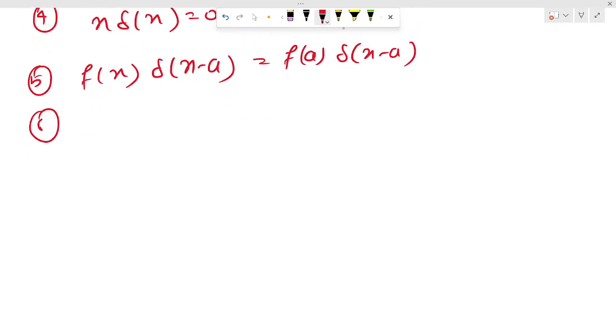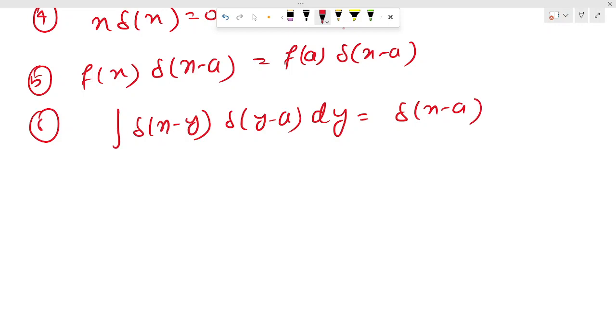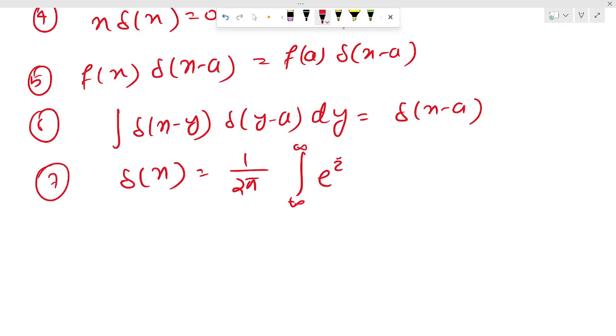Sixth property, if you have the integral of δ(x - y) δ(y - a) dy, it is equal to δ(x - a). The seventh one, δ(x) is equal to 1 upon 2π integration over minus infinity to infinity e to the power iota kx dx. You can write it in this form also. This one is known as the Fourier transform. If you have already studied it in your BSc, you will know this one.